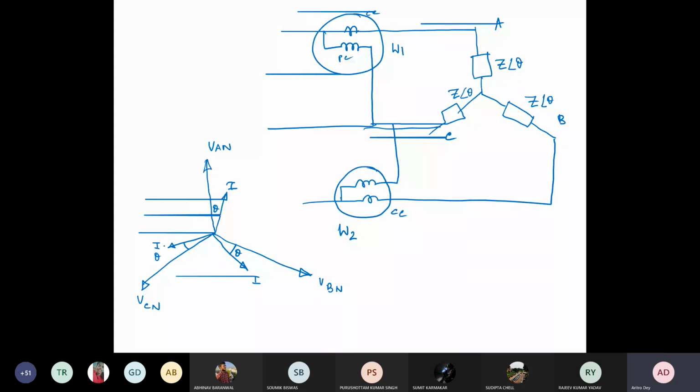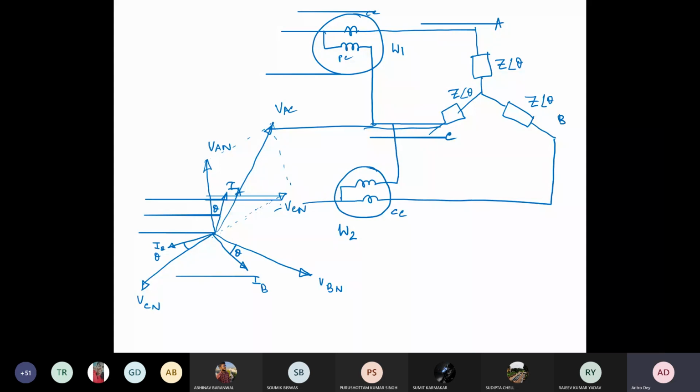So what we are measuring with this current coil, we are measuring IA. This is your IA, IB, IC, all are same. So we are measuring current IA, and we are measuring the voltage drop between A and C. So VAC is actually VA minus VC. So if we take this side, this is minus VCN. Then if you take the phasor sum of these two, you will get VAC.